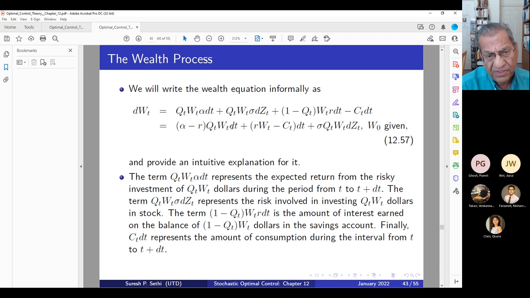You can reformulate that equation this way, and W_0 is given to you. If you reformulate it this way, you can see that alpha minus r is the difference of rates of return, and it's kind of an opportunity return because you could almost earn r. This is rW, you earn your interest, and then you use part of the interest in consuming. And then there is the component that doesn't matter. That's a better explanation anyway. I already gave this.